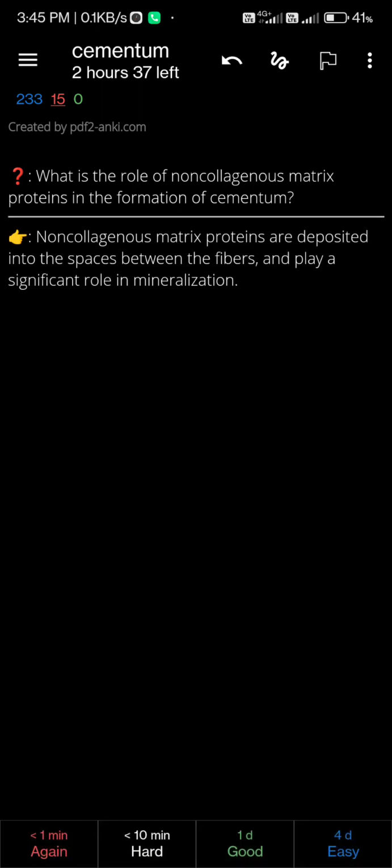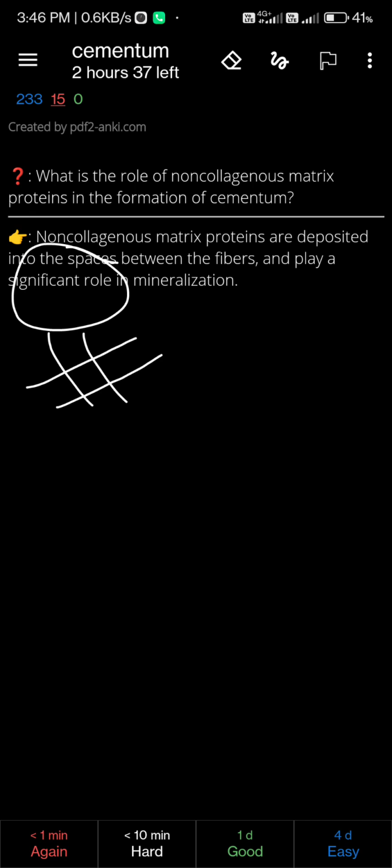What is the role of non-collagenous matrix proteins in the formation of cementum? Non-collagenous proteins accumulate in the spaces between fibers, and they have a significant role in mineralization. Non-collagenous proteins are deposited into spaces between fibers and play a significant role in mineralization.